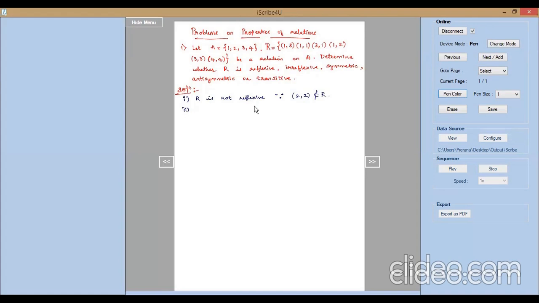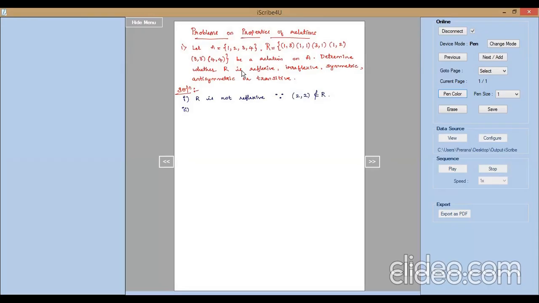A should not belong to the relation R. So what is the conclusion? R is not irreflexive. It is not irreflexive because (1,1), (3,3), (4,4) belong to the relation R already. Every same element (1,1), (2,2), (3,3), (4,4) should not belong to the relation R to say it is irreflexive. But here we observe (1,1), (3,3), (4,4) belong to relation R. That is why it is not irreflexive.